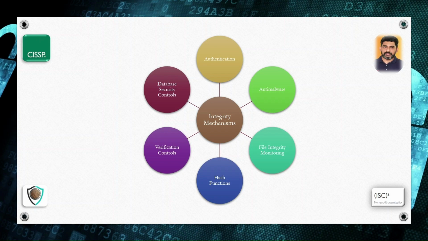Let us look at some integrity mechanisms. Authentication is implemented in order to ensure that only authorized parties will have access to the information. And then we have tools like anti-malware solutions, file integrity monitoring solutions. They will monitor files. And if any unauthorized modifications happen to the files, then they will treat it as an attack and they will alert us.